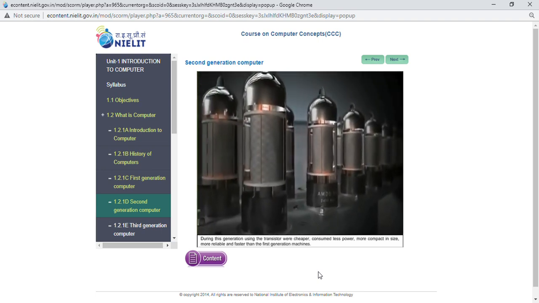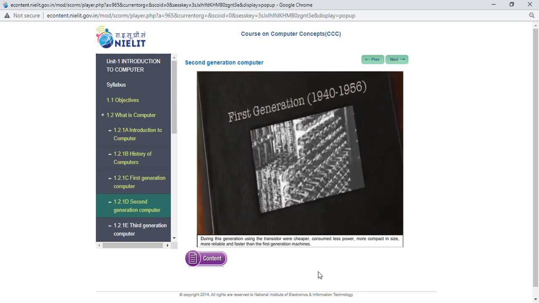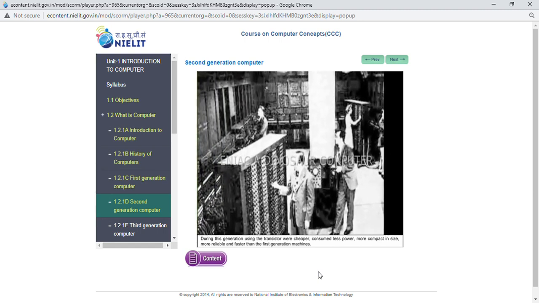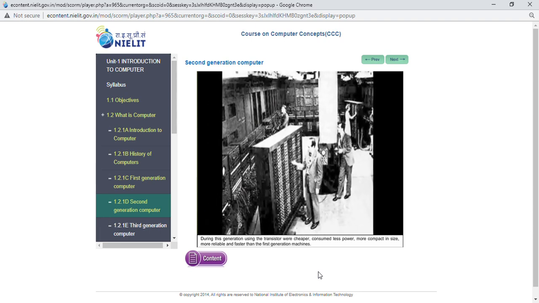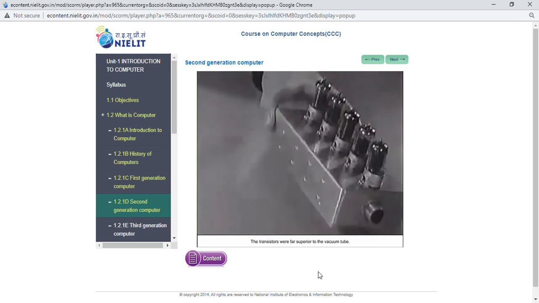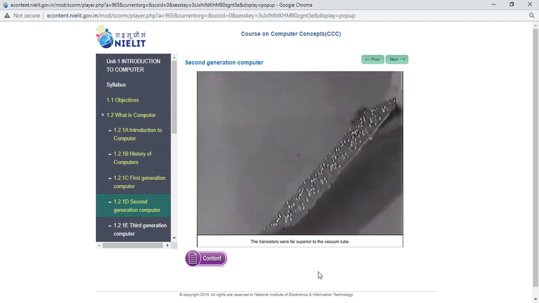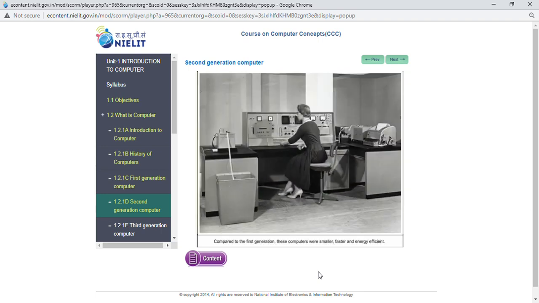During this generation, computers using the transistor were cheaper, consumed less power, more compact in size, more reliable, and faster than the first generation machines. The transistors were far superior to the vacuum tube. Compared to the first generation, these computers were smaller, faster, and energy efficient.